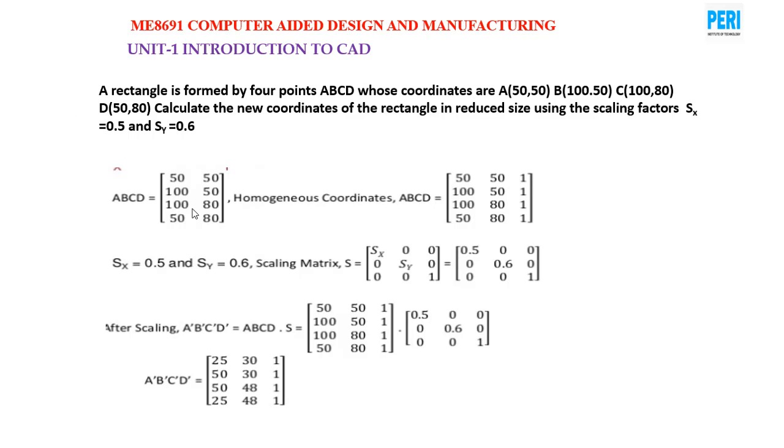The given points ABCD, written in matrix form with just the xy coordinates, are 50 50, 100 50, 100 80, 50 80. If we write in homogeneous coordinates, a third column must be introduced, let it be unit, that is 1 1 1 1. Then the scaling factors Sx equal to 0.5 and Sy equal to 0.6. The scaling matrix is a diagonal matrix Sx, Sy, 1, so 0.5, 0.6, 1 only on the diagonals.